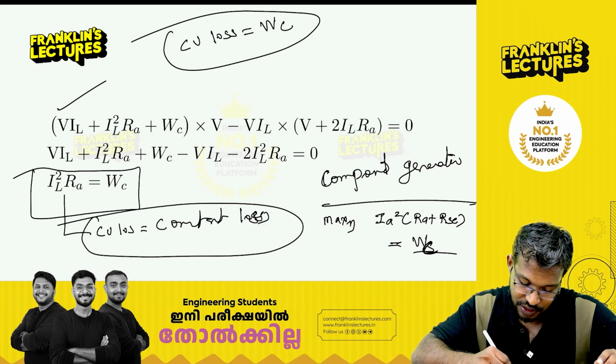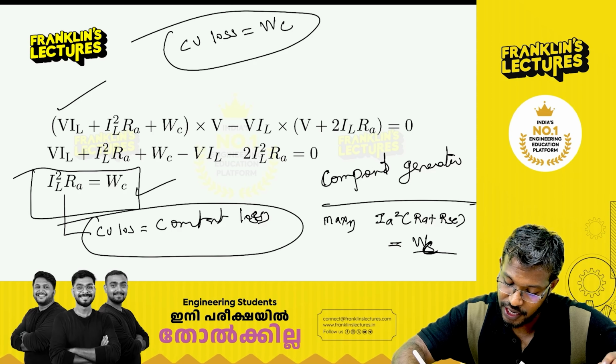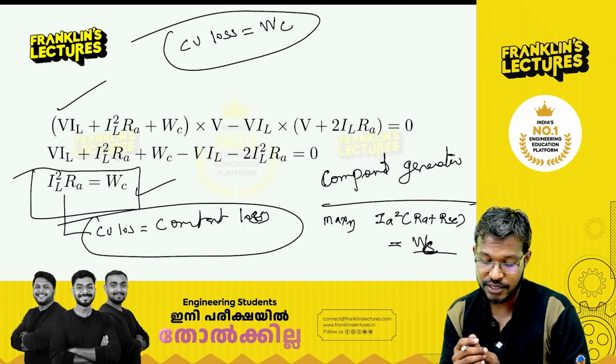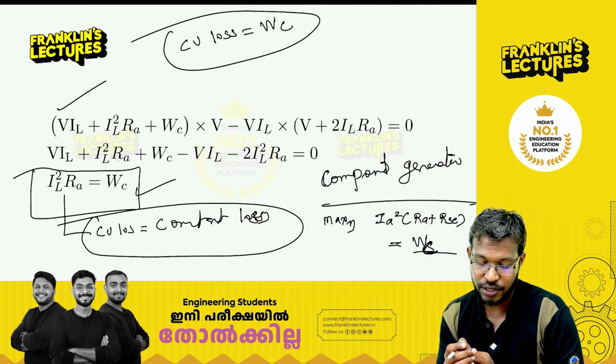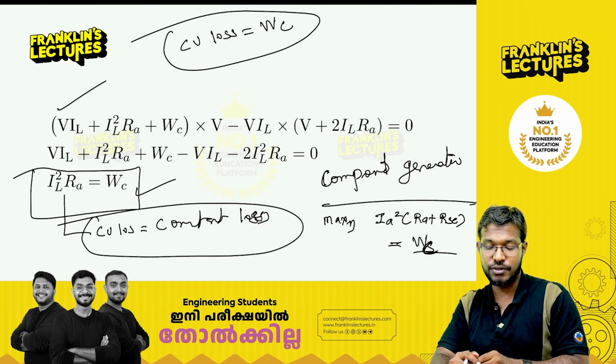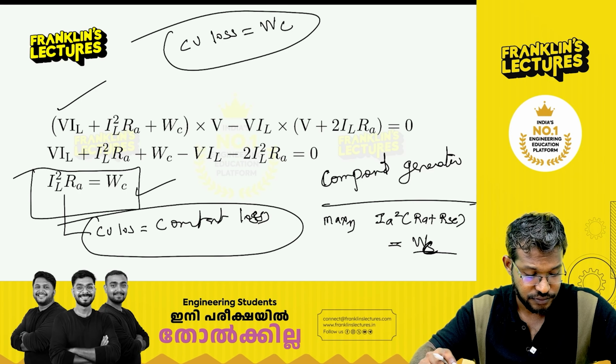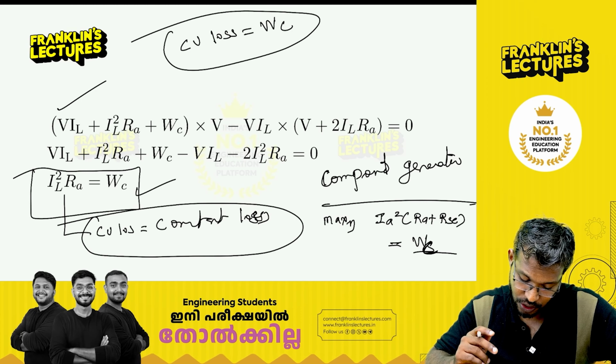Okay, this is in the case of a shunt generator. And for a compound generator, we have to consider RA plus RSE: IA square into RA plus RSE is equal to WC. That is in the case of a compound generator.